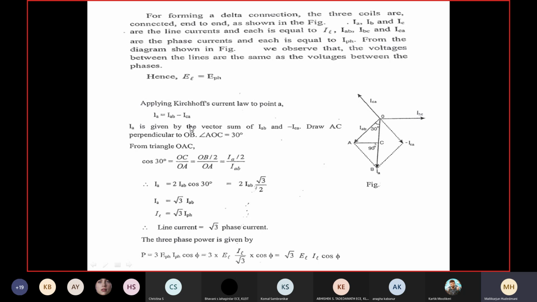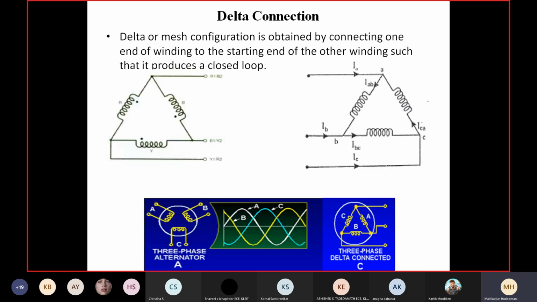Now I want to make a point. What is IA for you? Line current. What is IAB, ICA? They are the phase current. You have marked here. Let IAB be the current here, IBC be the current here, ICA be the current here. These are the currents flowing in the phase winding, invariably phase current.